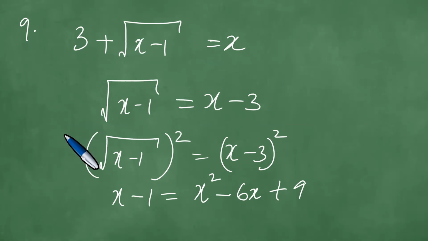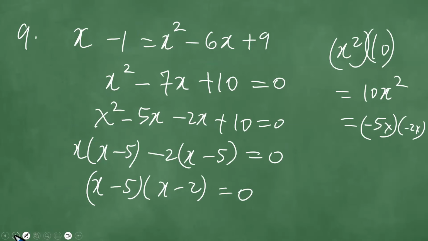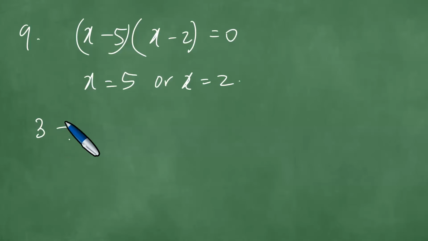So we take out the original equation, which is exactly this one. So we have 3 plus the square root of x minus 1 equals x. So what you need to check quickly is if you put 5 here, what is 5 minus 1? 5 minus 1 is 4, and the square root of 4 is 2. And 3 plus 2 is 5. And the right-hand side is also 5. So that means you're on point.